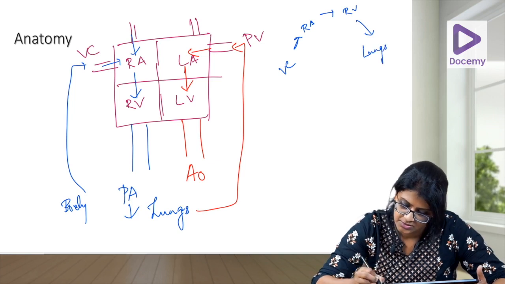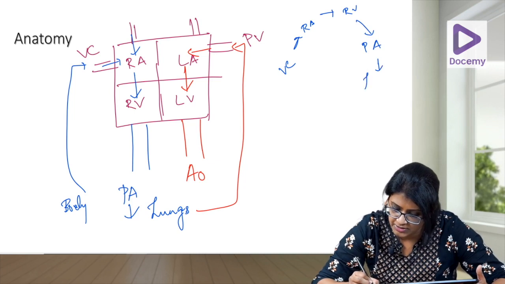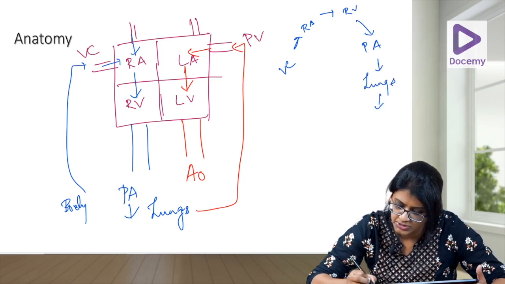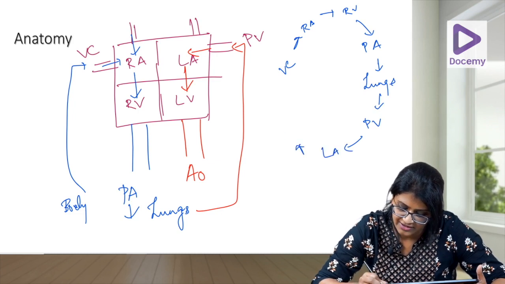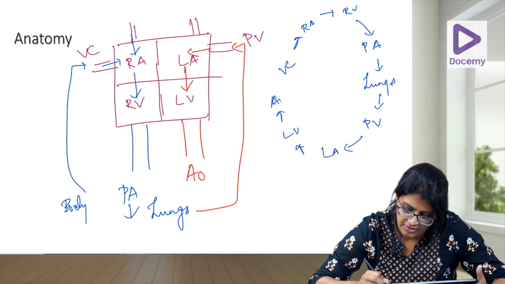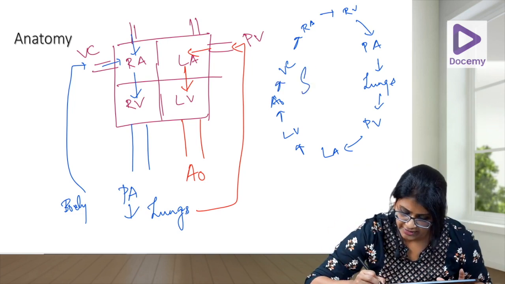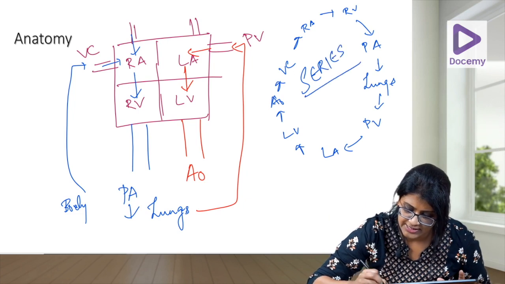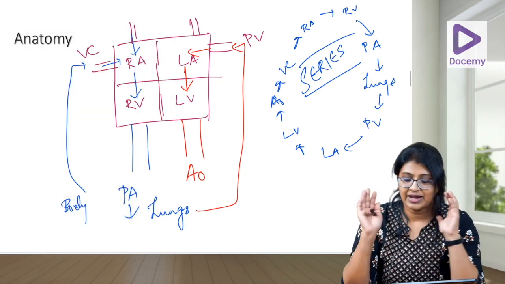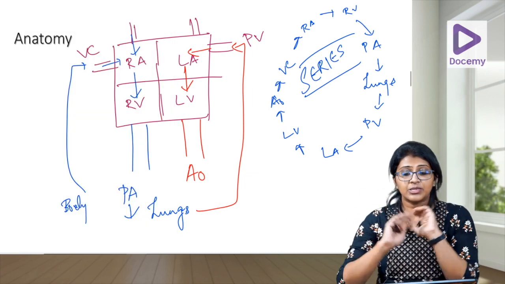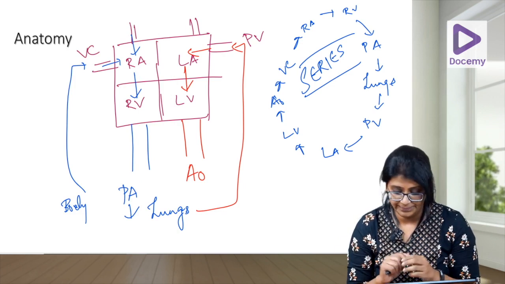So, it's the pulmonary arteries which go into the lungs, which then go into the pulmonary veins, which then go into the LA, then to the LV, then to the aorta, and from the aorta it goes back to the vena cava. So, this is a series circulation, right. This is a very important thing to remember. It has to happen sequentially, one after the other. It's only if this happens in this particular way that things are going to work out properly.